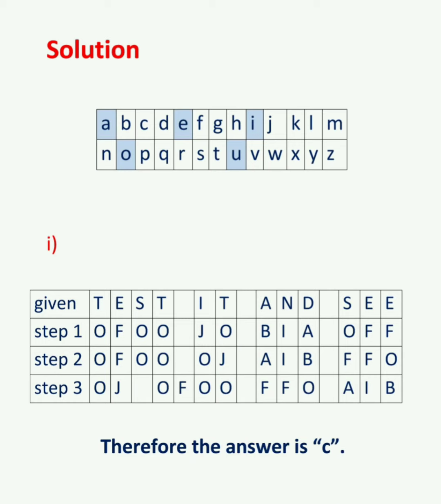Now step 2: in each word interchange the first and last letter, that is given in the table. At last, in step 3, arrange the resultant sentence in descending order. Therefore, the decoded sentence is OJ, OFOO, FFO, AIB. Therefore, the answer is C. Similarly, we solve the second question.